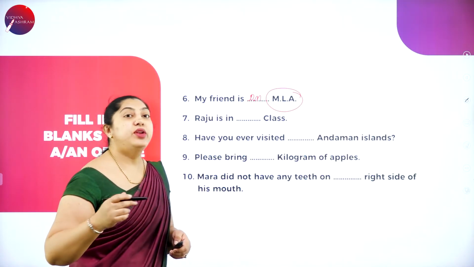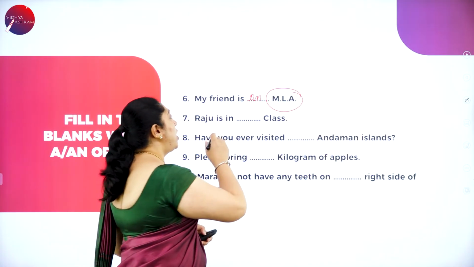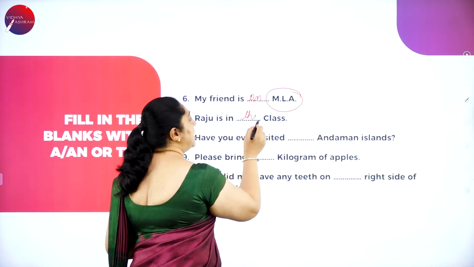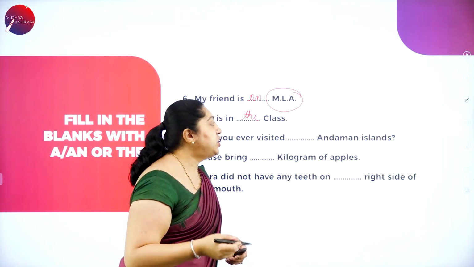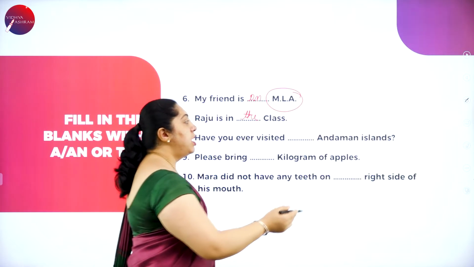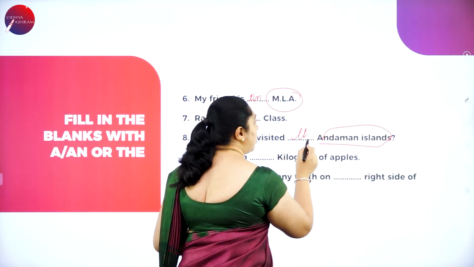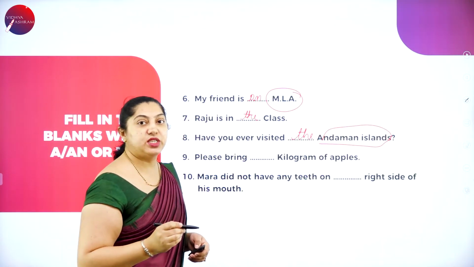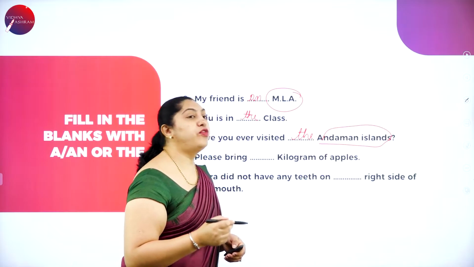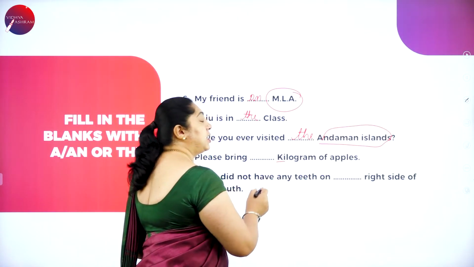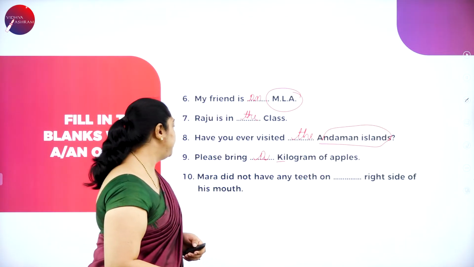Raju is in dash class. So he's nowhere around. He is inside. So Raju is in the class. He's sitting inside the class. Have you ever visited dash Andaman Islands? Here, as I told, I'm talking about the islands. I'm specifying. So it is the. Have you ever visited the Andaman Islands? Please bring dash kilogram of apples. Here K is a consonant. Please bring a kilogram of apples.